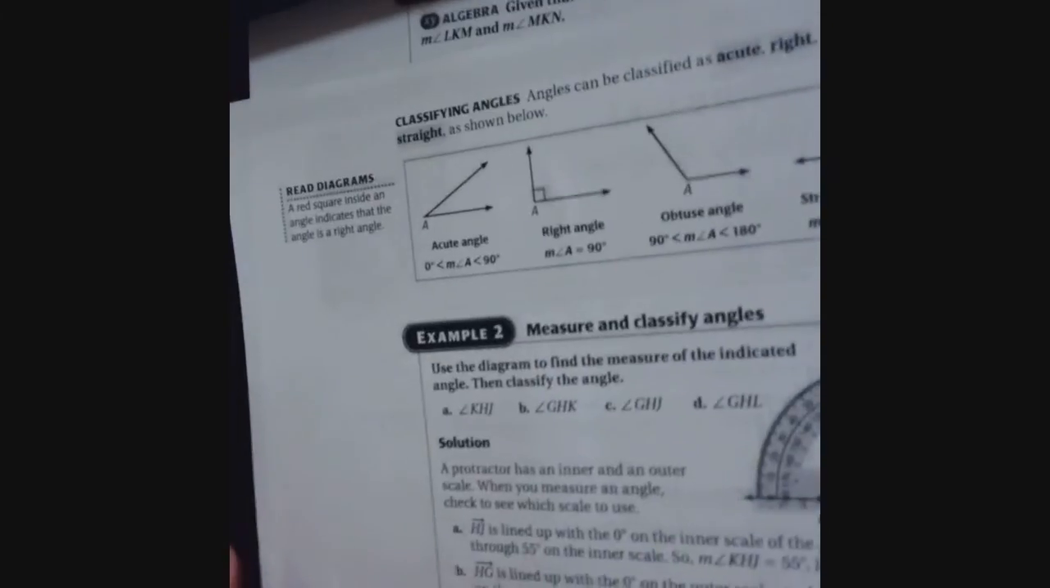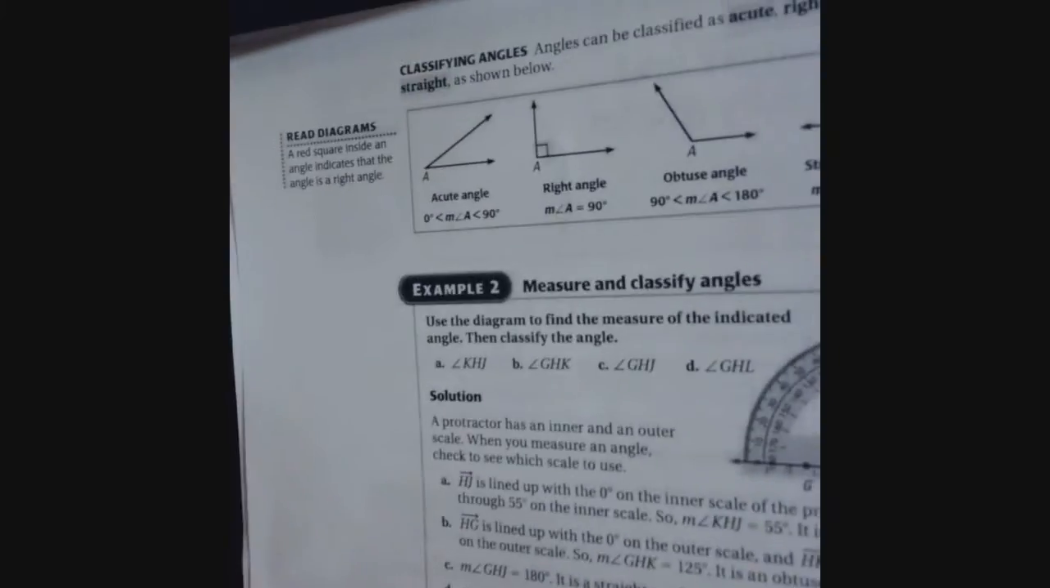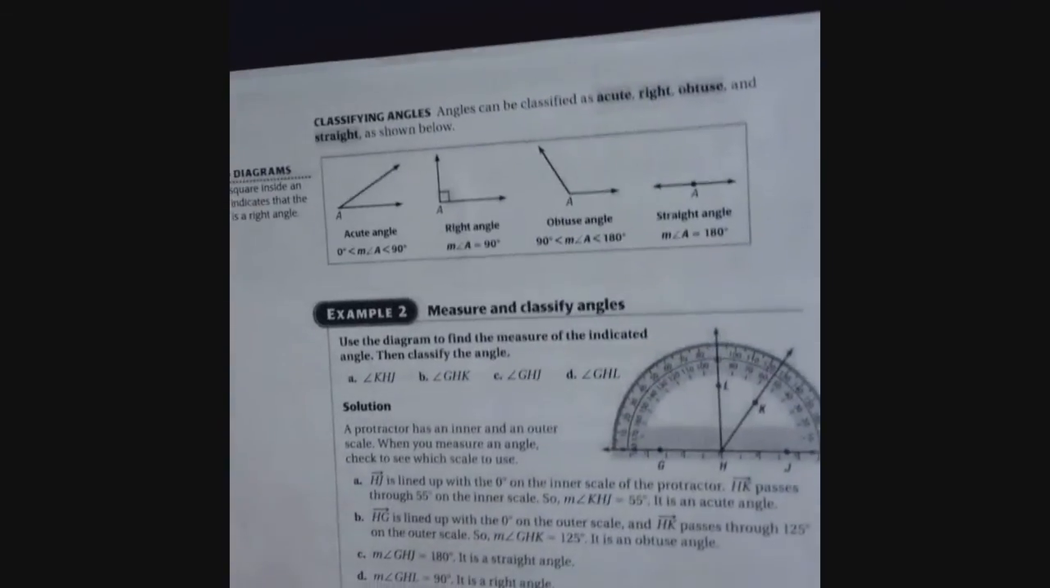Okay, so let's look at this and let's start looking at how we classify angles. All right, so classifying angles. Angles can be classified as acute, right, obtuse, and straight. And you've heard all these before in elementary. May have been a while. The most famous one and easiest one is obviously the right angle. But let's go ahead and go through.